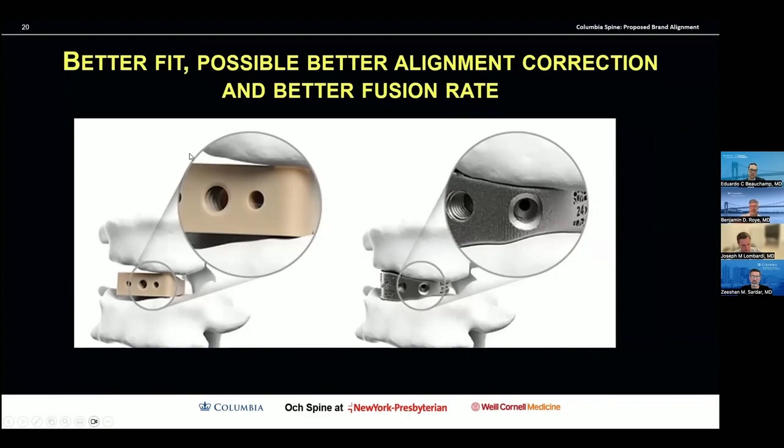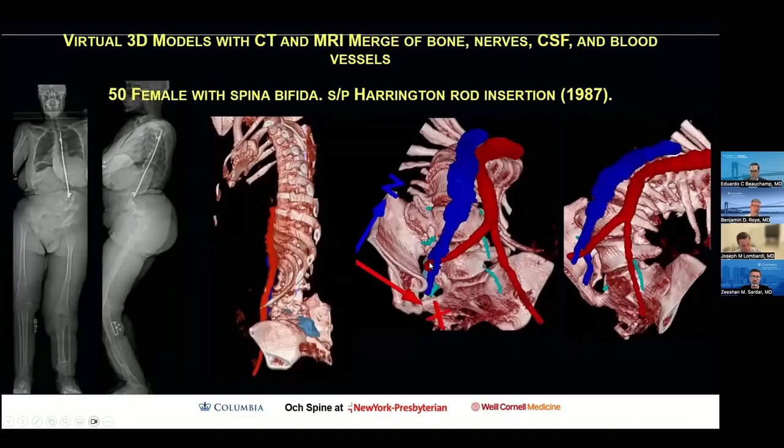And you can really see that the coverage of the bone contact is going to be much better with custom implants. And so that increases the rate of fusion, and decreases the risk of subsidence of some of these implants.